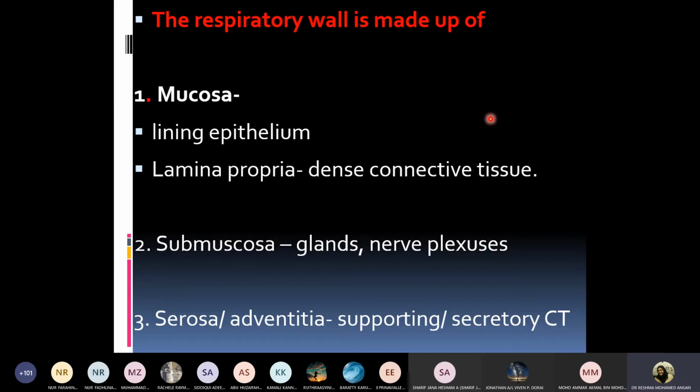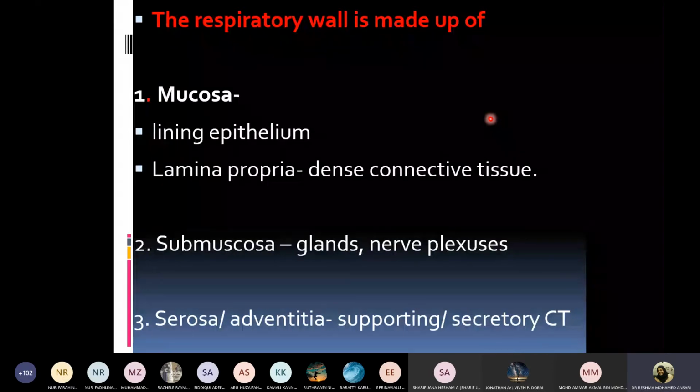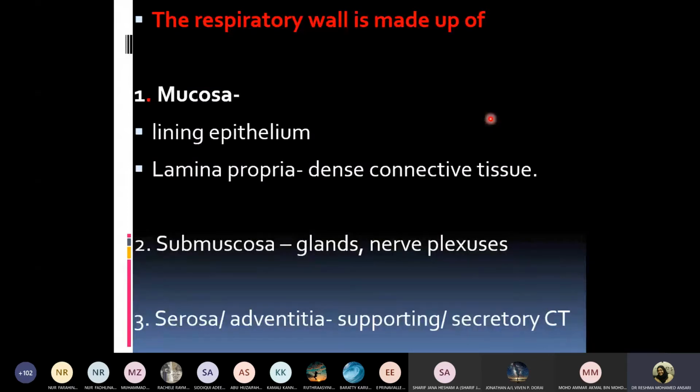So now let's go to the detailed histological structure. Now we are just concentrating on the nasal fossa. All organs of the respiratory system are made up of 3 layers. We have the mucosa, beneath the mucosa the submucosa, and then the serosa or adventitia, whether it is a supporting structure or a secretory structure. Only the GIT or the pharynx will have 4 layers. It will have an extra muscular layer because it has to propel the food downwards. So when we go to the pharynx, only then will we see 4 layers. Otherwise, the respiratory system is just made up of 3 layers.